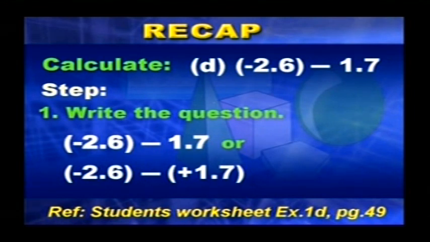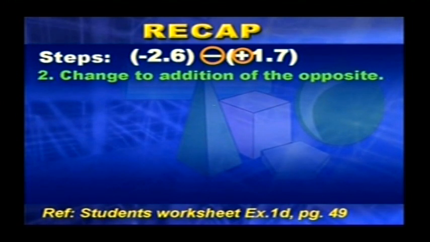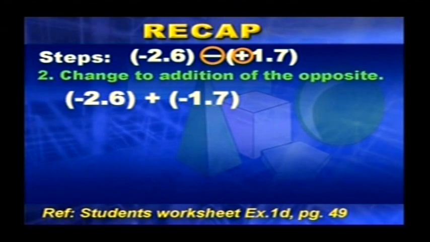That's the first step. The second step, you have to change to addition of the opposite, meaning that the minus sign and the positive sign will be changed. They are circled with an orange color there. Those two signs will be changed. Now, once they are changed, this is how the question will look: negative 2.6 in brackets plus in brackets negative 1.7.